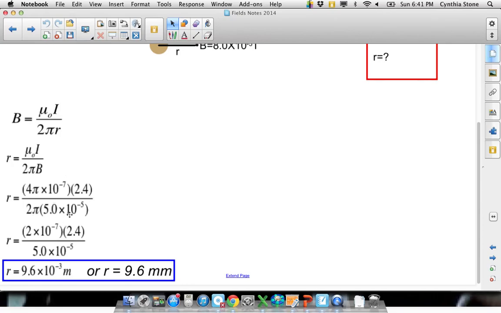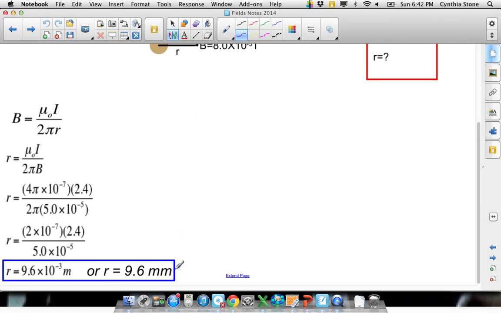So just algebraically, by the way, if you look at what I did here, if you divide the 4 pi by 2 pi, then you don't have any pi's in your equation anymore. It just becomes 2 times 10 to the negative 7 times 2.4. This, I think, makes it easier to put in your calculator without screwing it up. Okay, so important to make this step. And then you end up with that number.